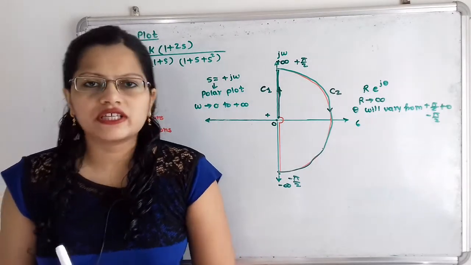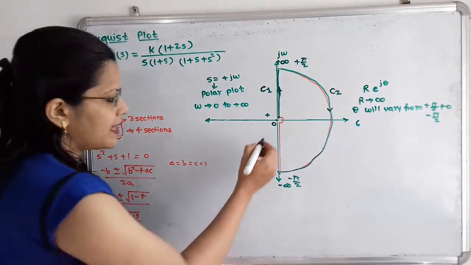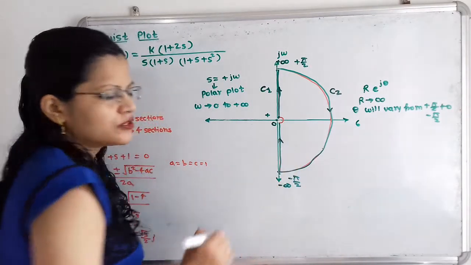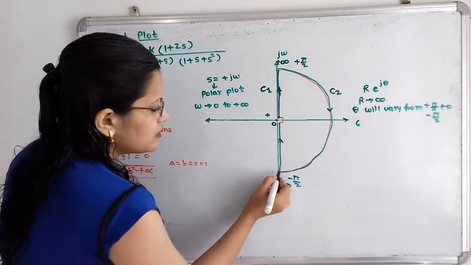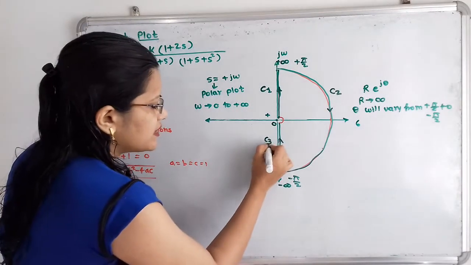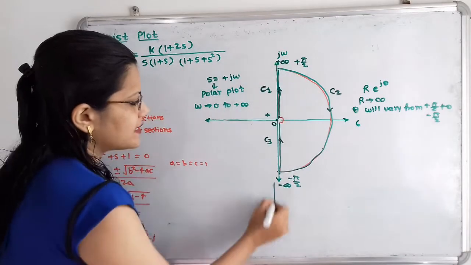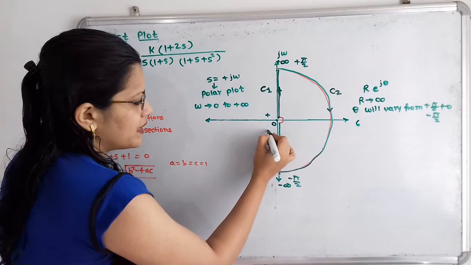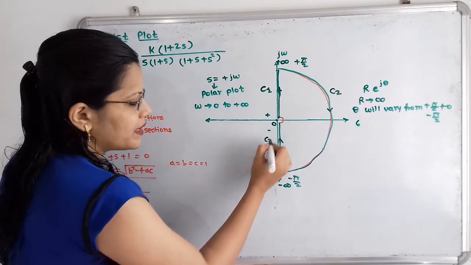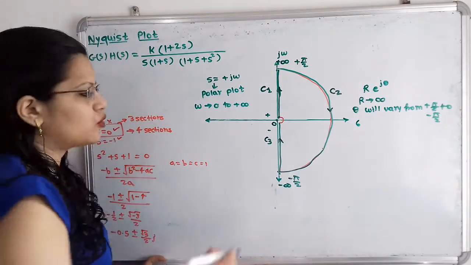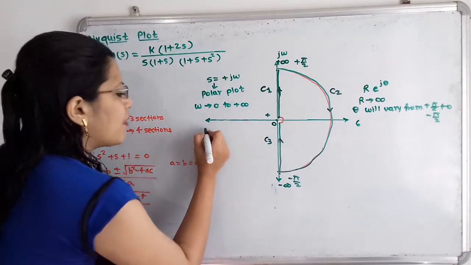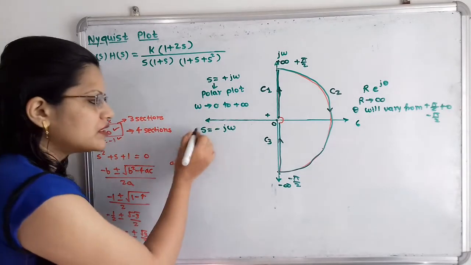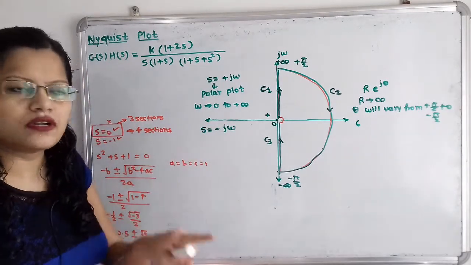Now we will move to the section C3. I will again highlight this, and use the arrow also. Now if we observe here, this section C3 is on the imaginary axis, and all the values are in the form of minus j omega. That is, here minus 1 j omega, minus 2 j omega, and so on. So here we have to put S equal to minus j omega. When we put this, we will get the inverse polar plot.